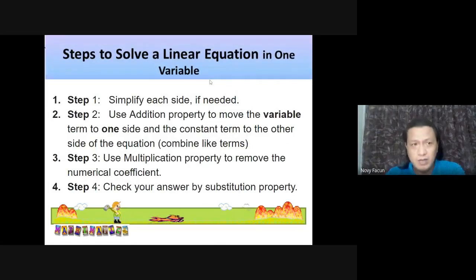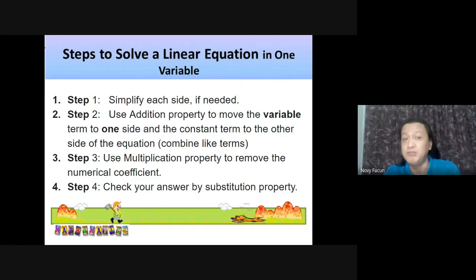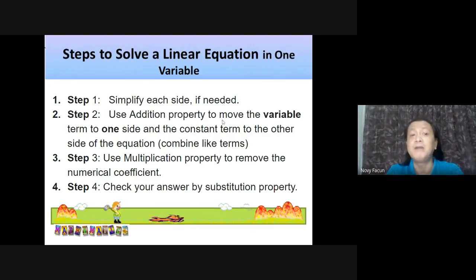Okay, so before we go to our solving in linear equation in one variable, kailangan ma-master natin yung step. Ano nga ba yung step? Step 1, simplify each side if needed. Okay, ano yung sabihin ng simplify each side if needed? Ibig sabihin, lahat dapat ng merong variables, you have to simplify. Ibig sabihin, magkakasama sila sa isang side mo. Okay, lahat naman ng constant or yun yung walang kasamang x, no? So, dapat magkakasama sila to make it simplify. Okay, kaya i-apply natin dyan mamaya yung mga properties natin.